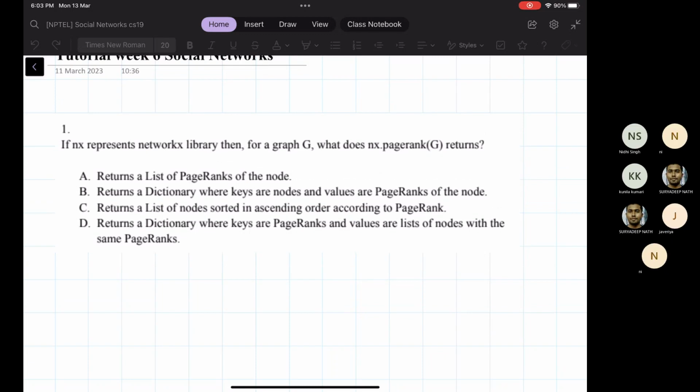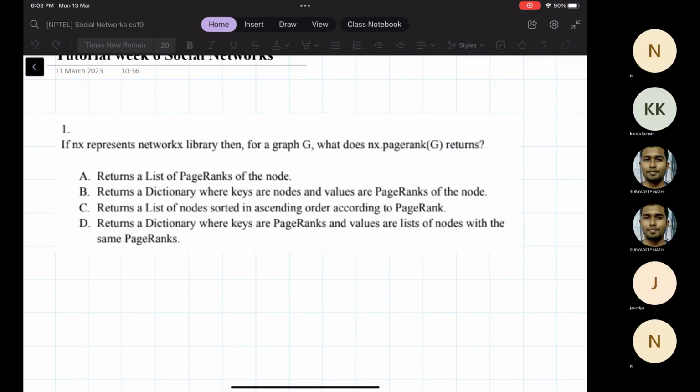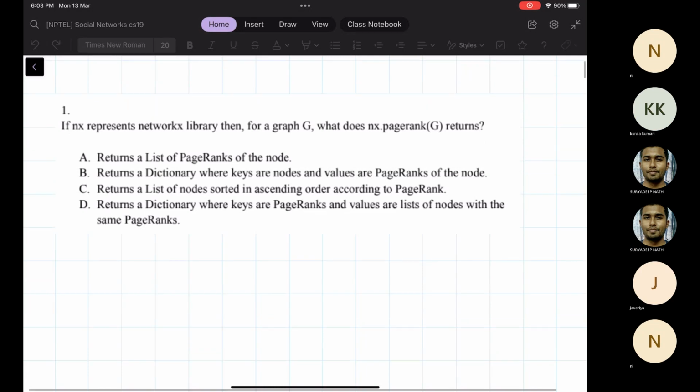Coming to question 1, if nx represents the NetworkX library, then for a graph G, what does nx.pagerank(G) return? You have four options: returns a list of page ranks of the nodes, returns a dictionary where keys are nodes and values are page ranks, returns a list of nodes sorted in ascending order of page rank, and returns a dictionary where keys are page ranks and values are lists of nodes with the same page rank.